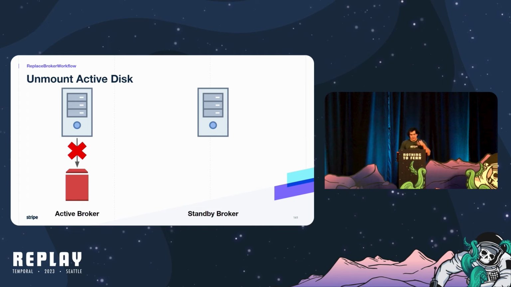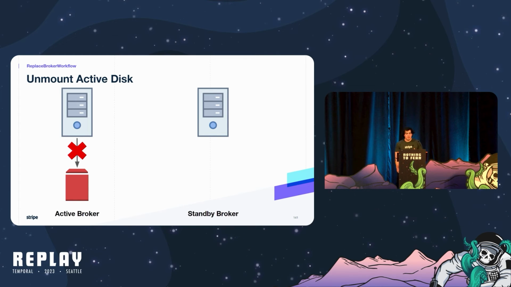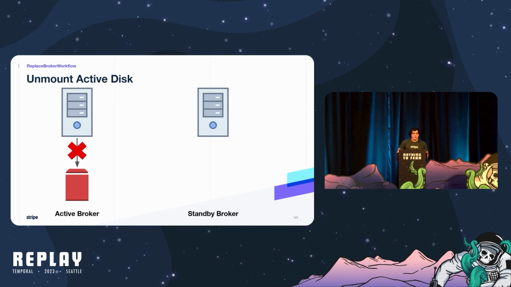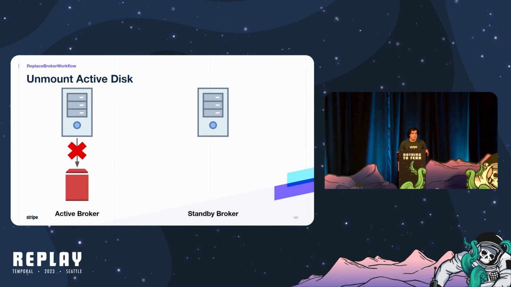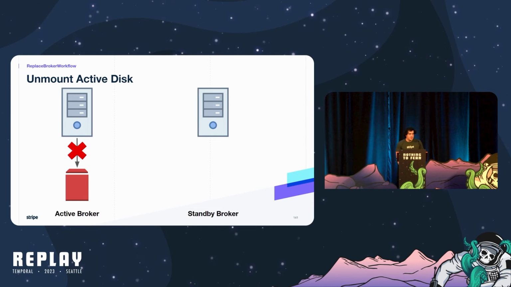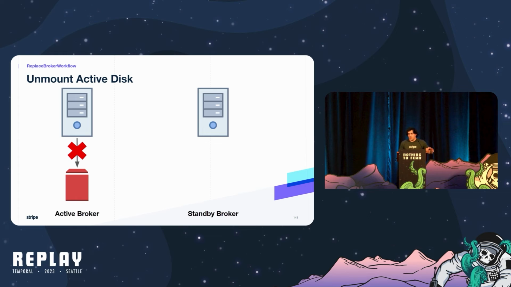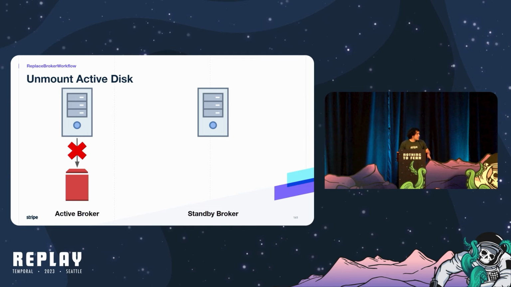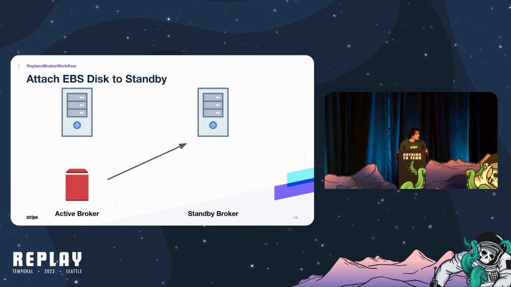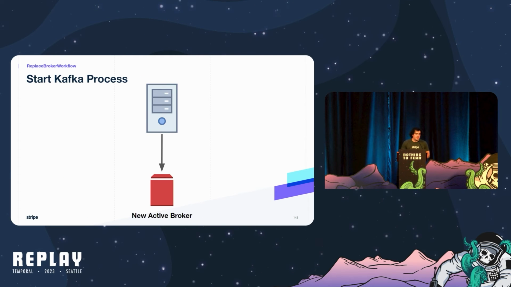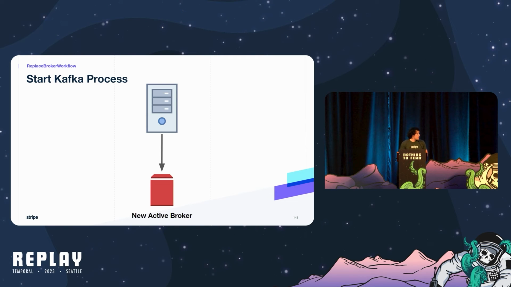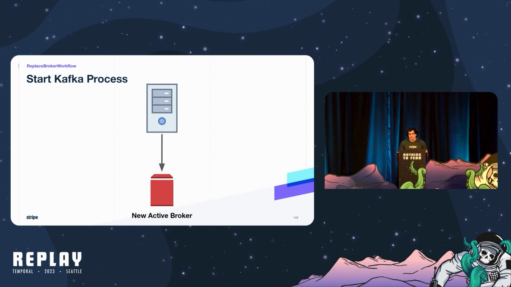So we would unmount and detach the EBS disk from the standby broker. The next thing we would do is turn off the Kafka process on the active broker and then do the same thing, where we unmount and detach it. Then we would take this EBS disk that has all of the pertinent Kafka data and attach it to the standby broker. Once this was done, we would start the Kafka process on the standby broker and promote it within the cluster.